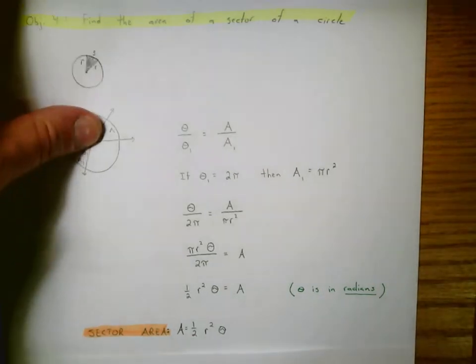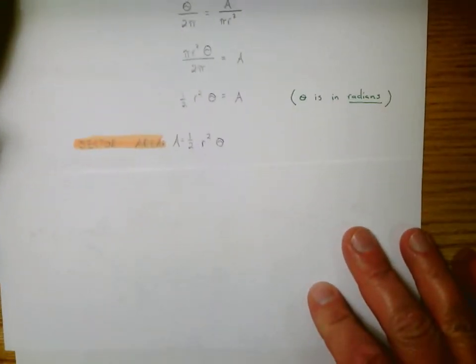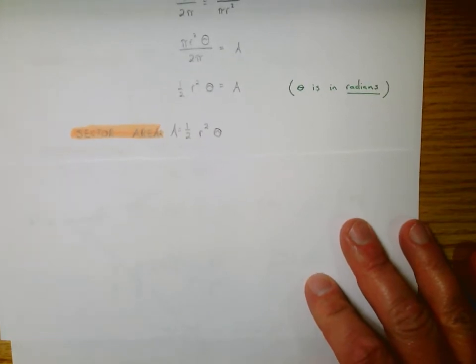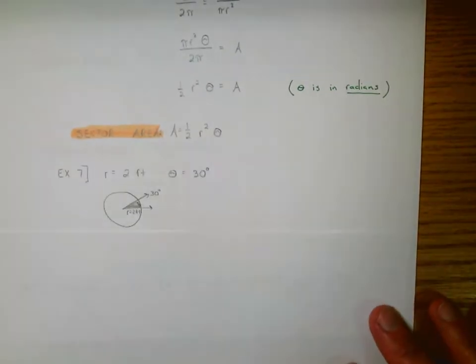All right. An example problem for sector area, going to go really quickly. Okay. Example 7 in the book says, find the area of the sector of a circle of radius 2 feet formed by an angle of 30 degrees. Round the answer to 2 decimal places. So here we have our radius and our central angle of 30 degrees.